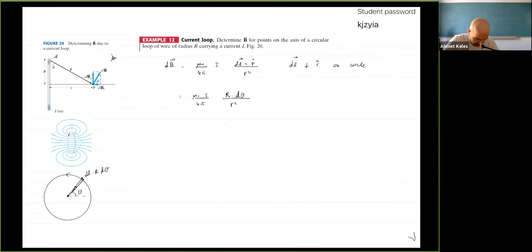So for that, we need to project to here. And the way we project is to calculate this angle. This angle you can just geometrically judge. This is angle theta. So you just multiply it by cosine phi. Okay. And cosine phi is equal to what? It's equal to R over the square root of R squared plus X squared.